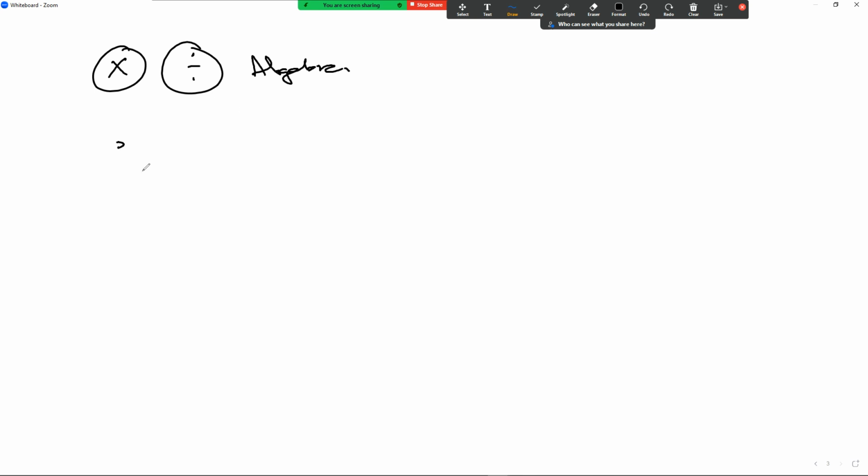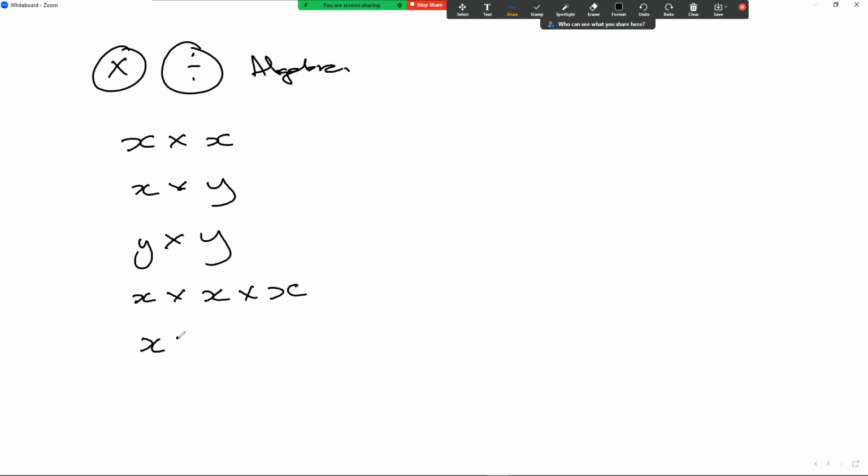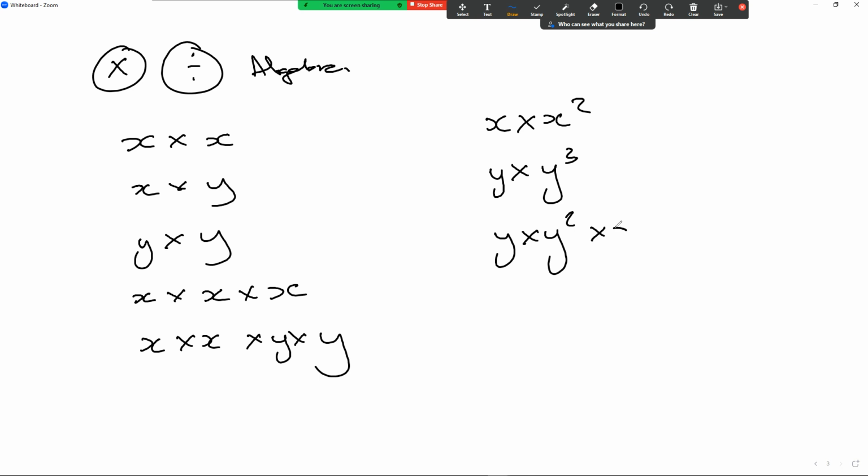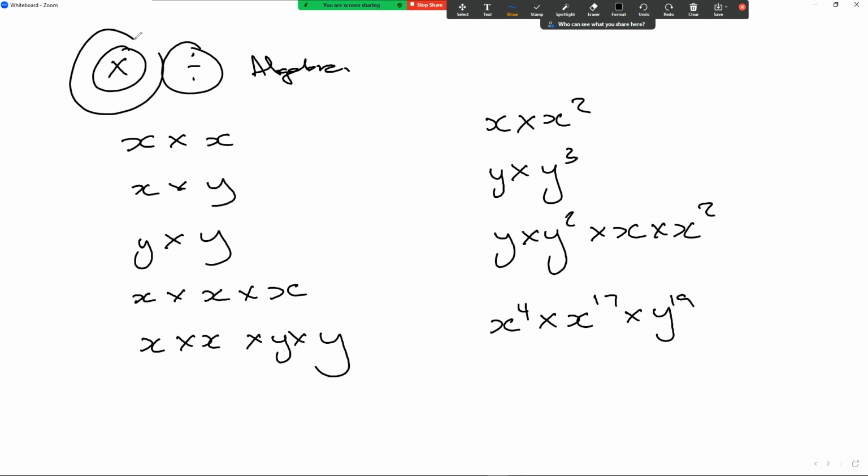Let's look at x times x, x times y, y times y, x times x times x, x times x times y, x times x squared, y times y cubed, y times y squared times x squared, and let's say x to the power 4 times x to the power 17 times y to the power 19. This is just multiply, not divide. Let's have a look at those.